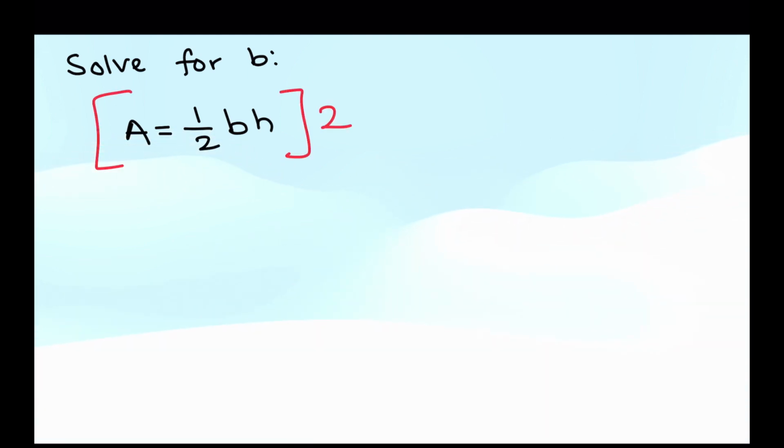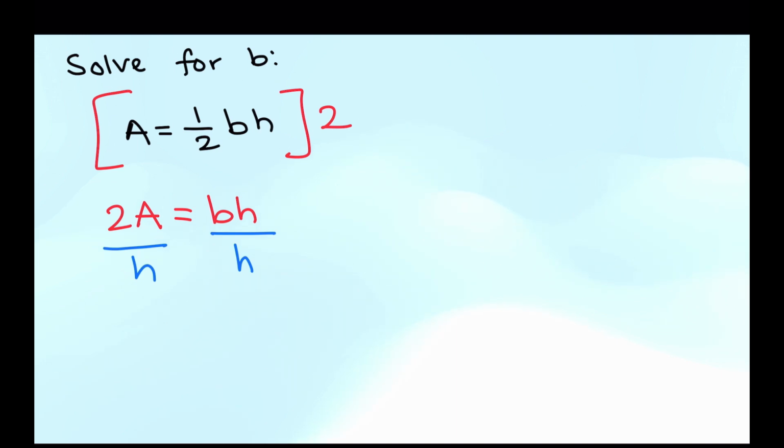And so that's exactly what I'm going to do. I'm going to take both sides of the equation and multiply it by 2. That's my denominator, and that will get rid of that fraction. So now I have 2a on the left. And on the right-hand side, when we take 2 times 1/2, that turns into a 1. And I'm just left with 1bh. So now we've got the equation 2a equals 1bh.